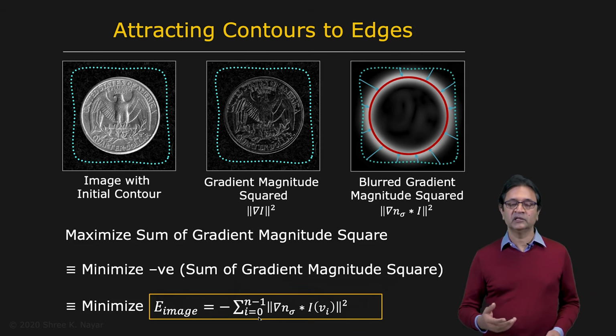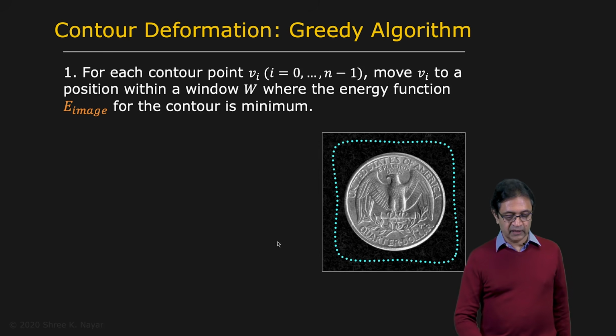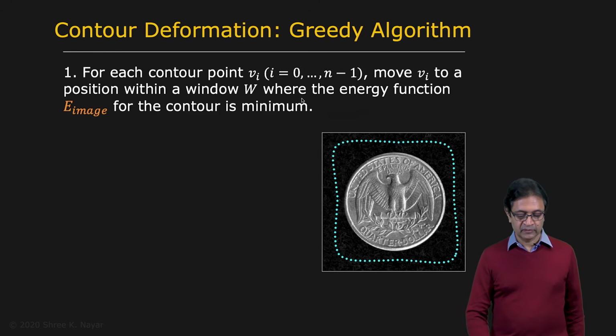Okay, so now we can develop our first algorithm using this idea. It's a greedy algorithm, very simple algorithm. And here's how it goes. For each contour point, Vi, we are going to move Vi to a position within a small window. Say this is a window right here. Within this window, we're going to move Vi where the energy function E image for the contour is minimum.